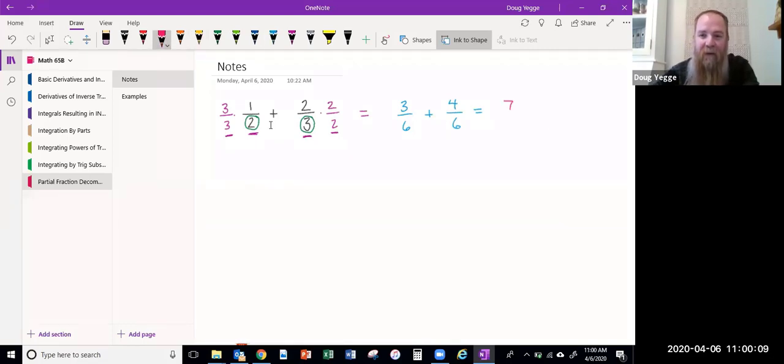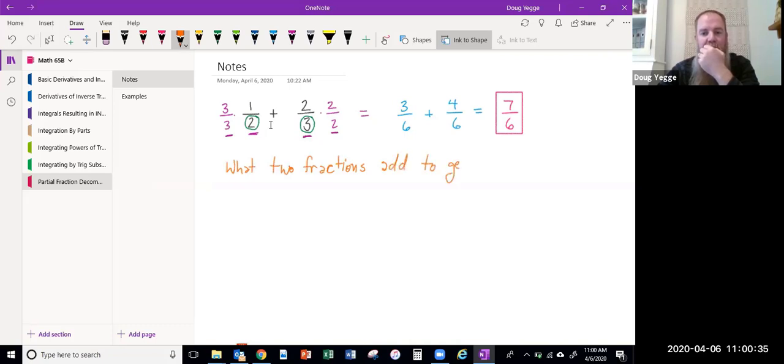Well, notice now that I asked you a different question, okay? What if I now ask you, what two fractions added to get 7/6? Now you might cheat because we just did this problem and say, oh, obviously 1/2 plus 2/3. The problem is we don't know for sure that that's actually what they are before we did the problem.